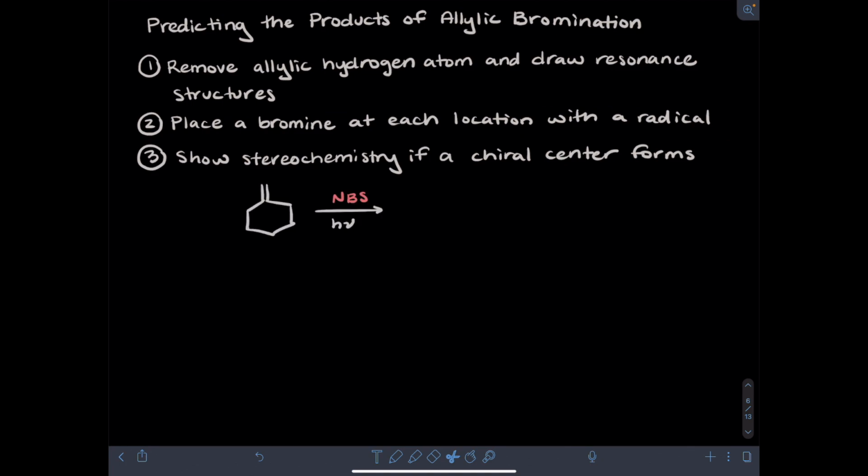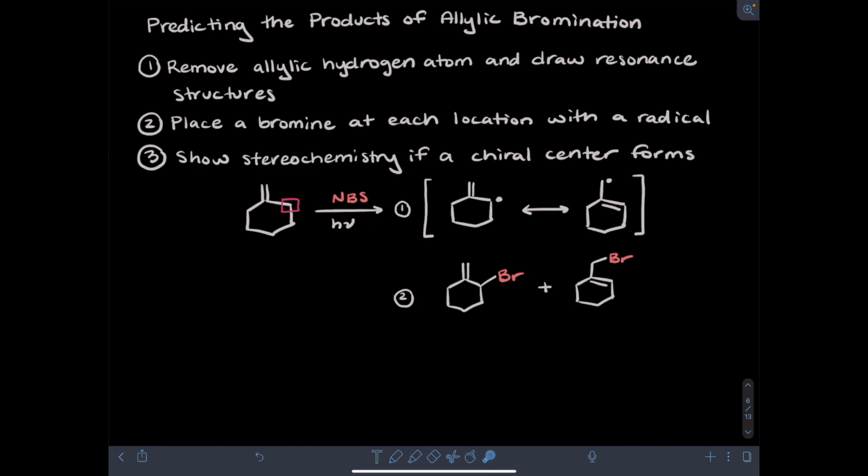So let's consider the following alkene being treated with NBS and light. These are the reagents of an allylic bromination. I want to identify the allylic position. This is the one that's going to lose a hydrogen atom in the hydrogen abstraction step to generate a carbon radical. Step 1 is drawing that radical and its resonance structures. So I would initially break the CH bond to put a radical adjacent to the alkene, then draw the other resonance structure for this radical. Then I would draw the products where I place a bromine at each position that had a carbon radical present.